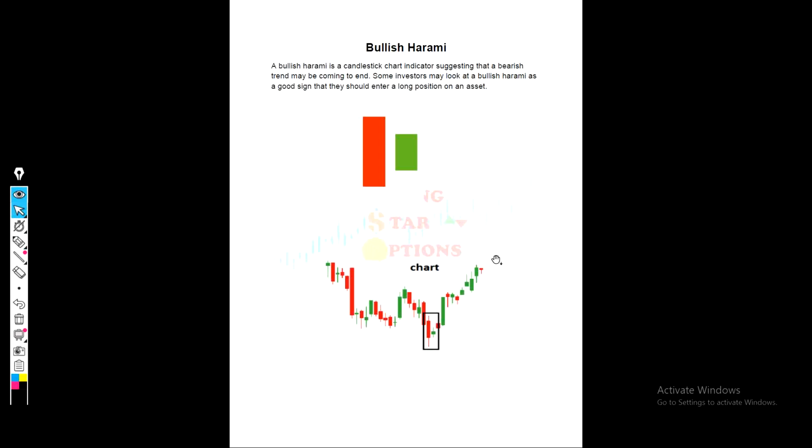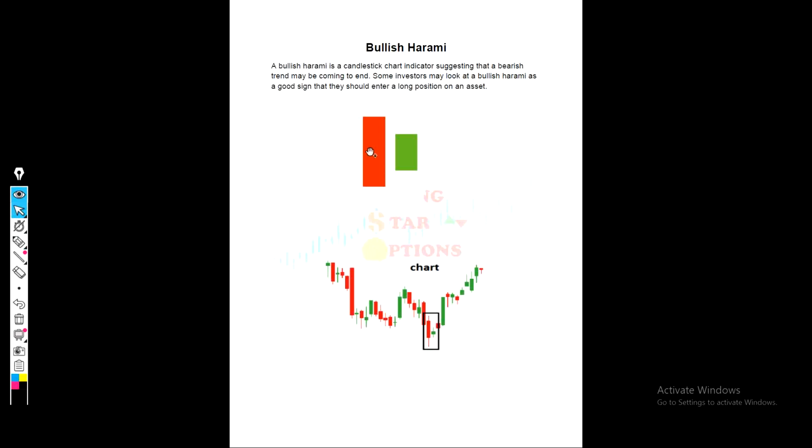Okay, next candlestick pattern is the bullish harami. In Japanese, harami means pregnant lady. That means a lady who carries her child inside her body is called harami.